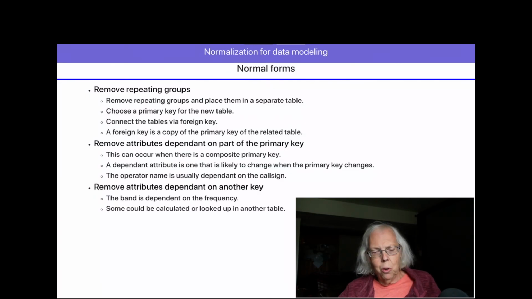In third normal form, we remove attributes that are dependent on another key. So for example, the band is dependent on the frequency. So if it's a different frequency, then possibly a different band. But it turns out this could be calculated. So sometimes we'll have a situation where it's calculated, and the easiest way to remove it is to just store the frequency and calculate the band at the time that we want to display it.